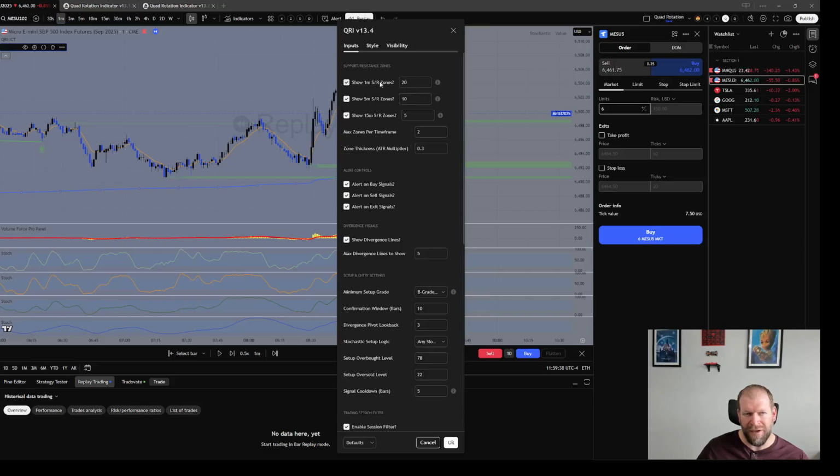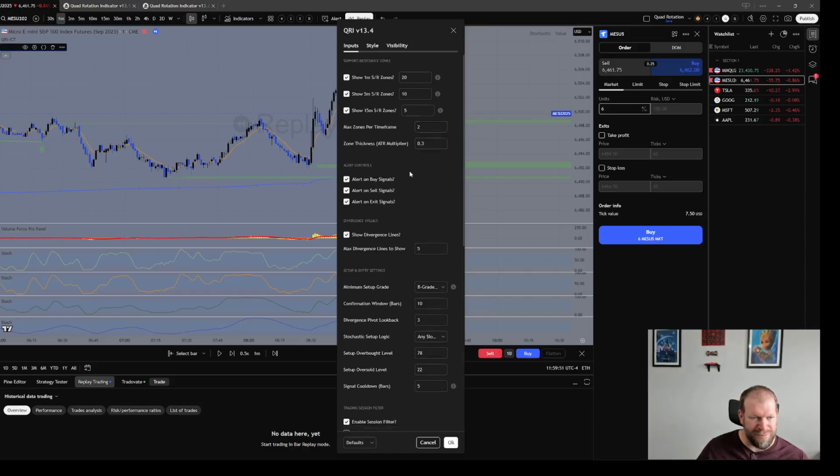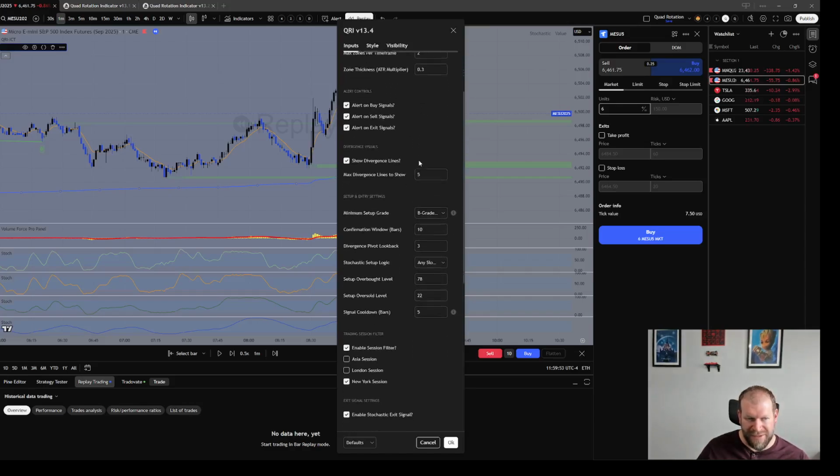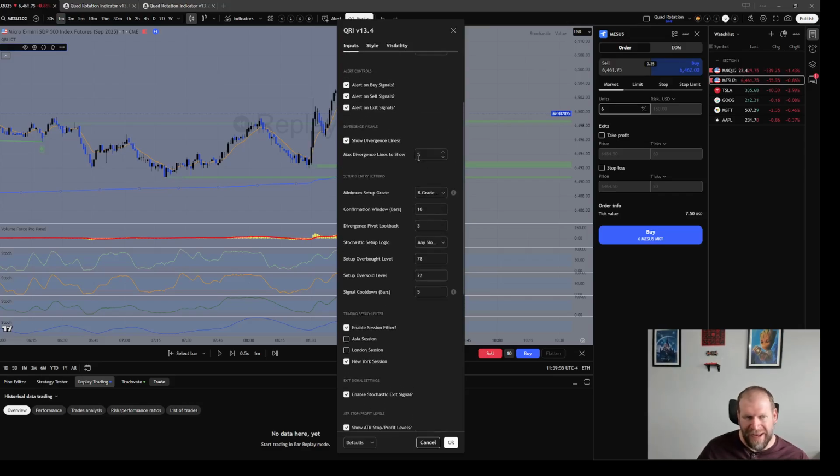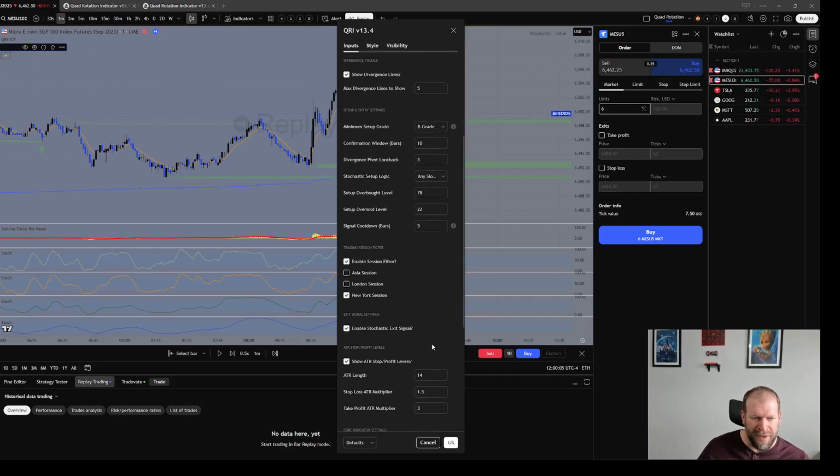So I've got my 1 minute support and resistance zone, my 5 minute zone, and my 15 minute zone, right? And this is the number of bars I'm looking back at. Zone thickness. Got my buy, sell, and exit signals, excuse me. It is supposed to be showing divergence lines. Again, we're looking for a minimum setup of B. I'll still show you the Bs, but I really want to focus on an A setup.